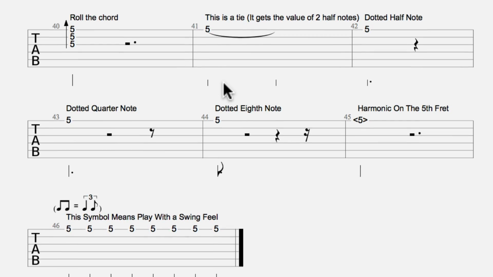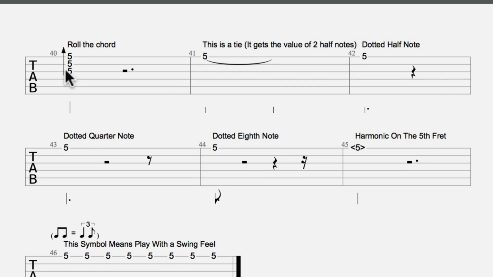Okay, so moving on, we're just about done with this. Sometimes you'll see this where I just have an arrow pointing up with 3 strings. It could be any 3 strings, but what that means is you roll it, a quick thumb, index, middle, like that. You just roll that going up.